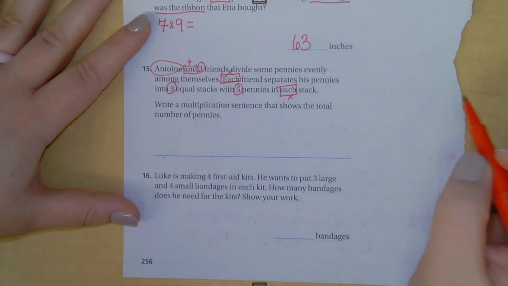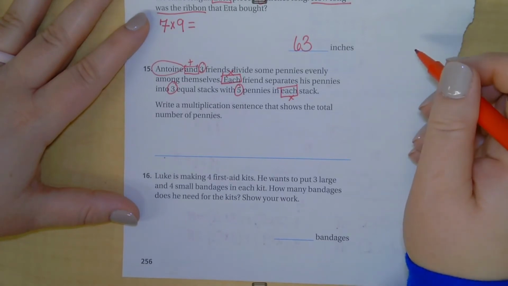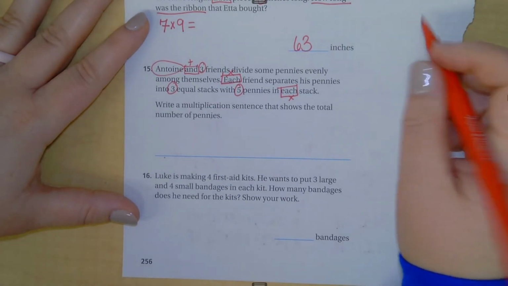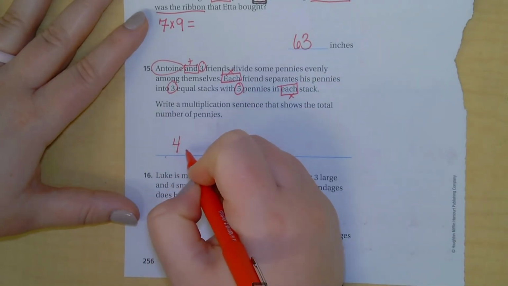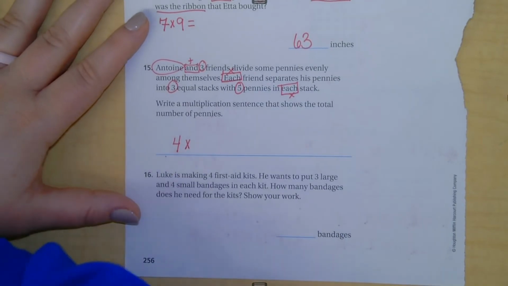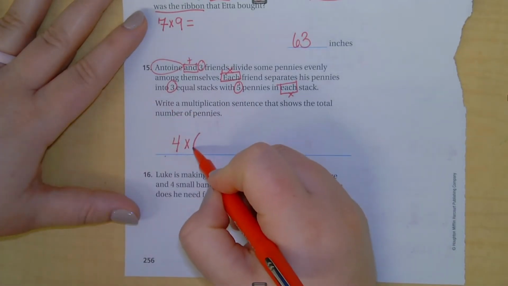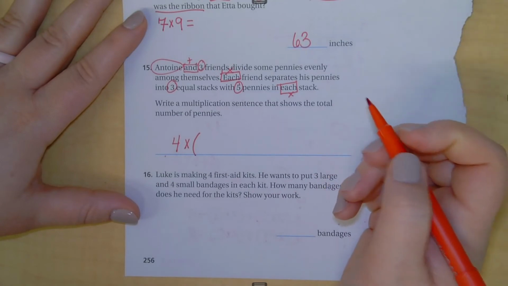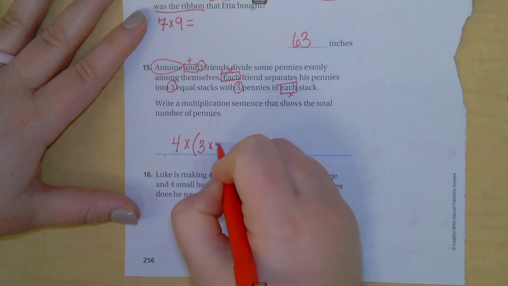So we have 4 friends, right? So I've got 4 friends times, what is each friend doing? Think about what each friend is doing. Each friend is stacking their pennies into 3 stacks of 5.